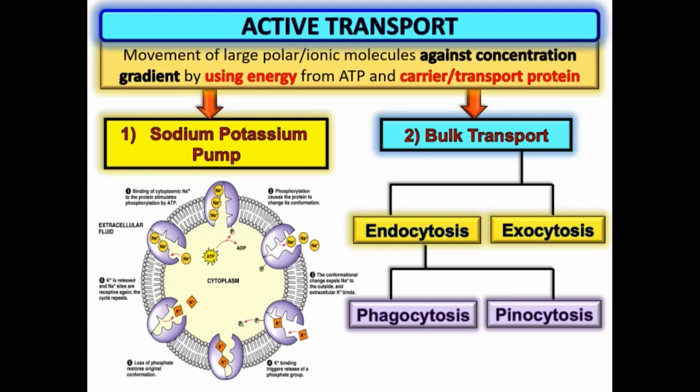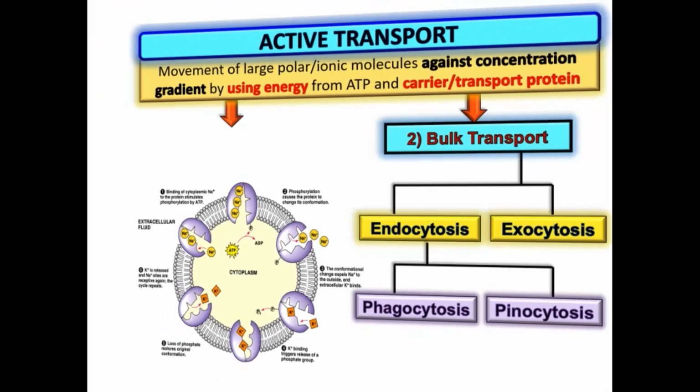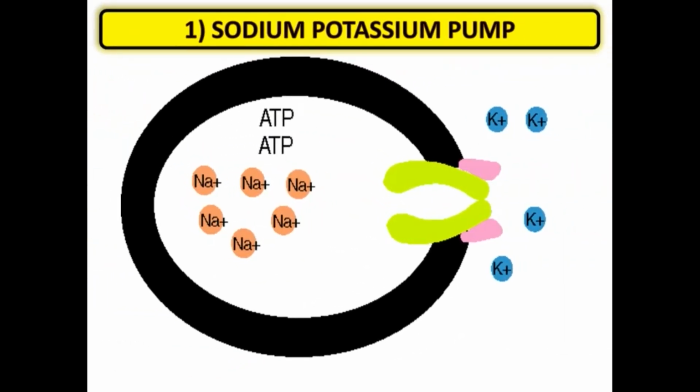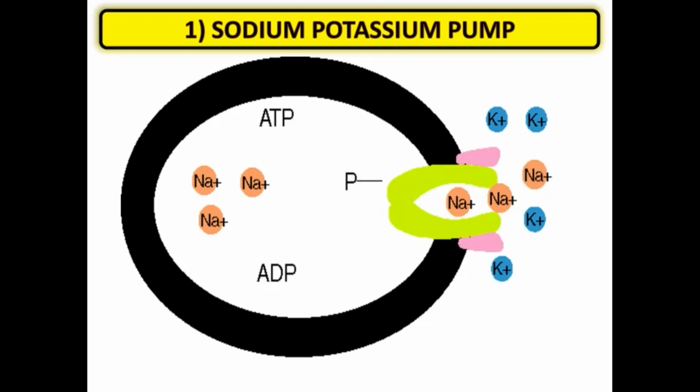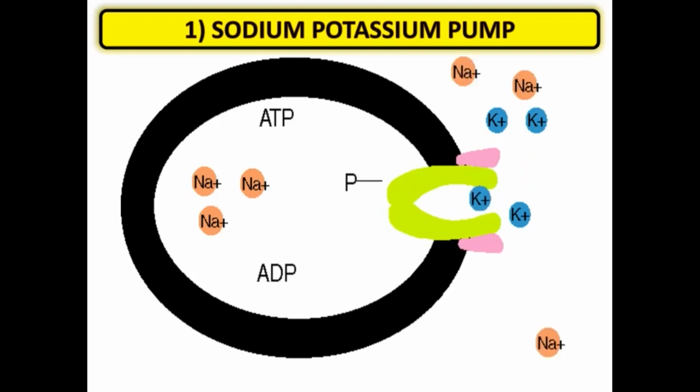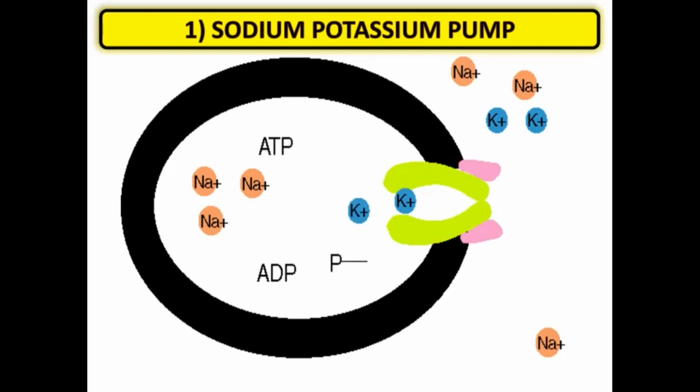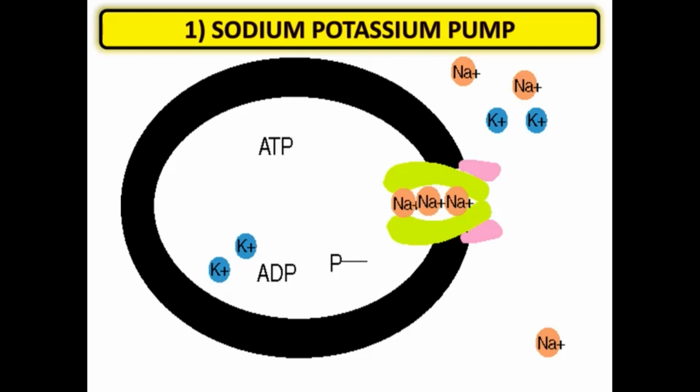We look at sodium-potassium pump. Sodium bind to protein. Phosphorylation of ATP causes protein change its conformation. Sodium release and potassium bind. Phosphate group release and protein change again. Potassium release and cycle repeats.